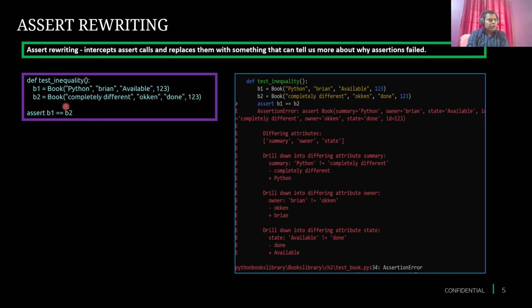If we run this particular test case, we know the test case is going to fail, and when it fails, it will give lots of information. That's what we need. So assert rewriting is taking care of converting this into proper assert messages, and that's how we are getting lots of helpful messages for triage purposes.